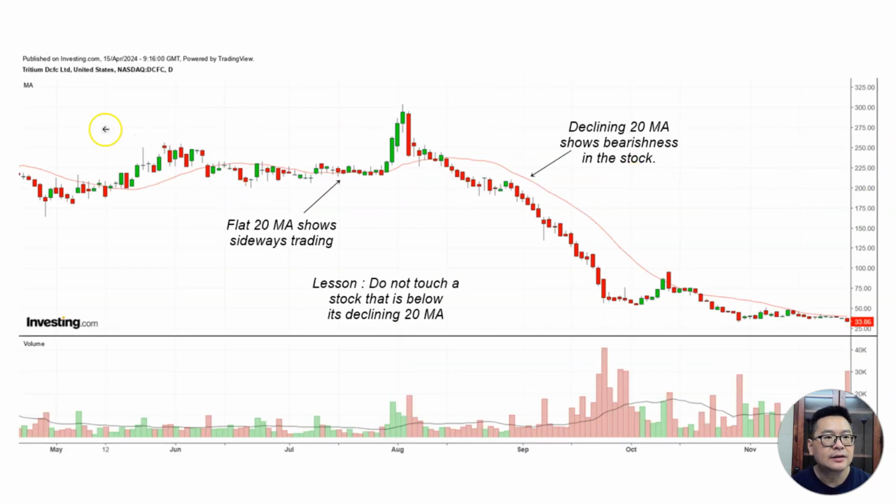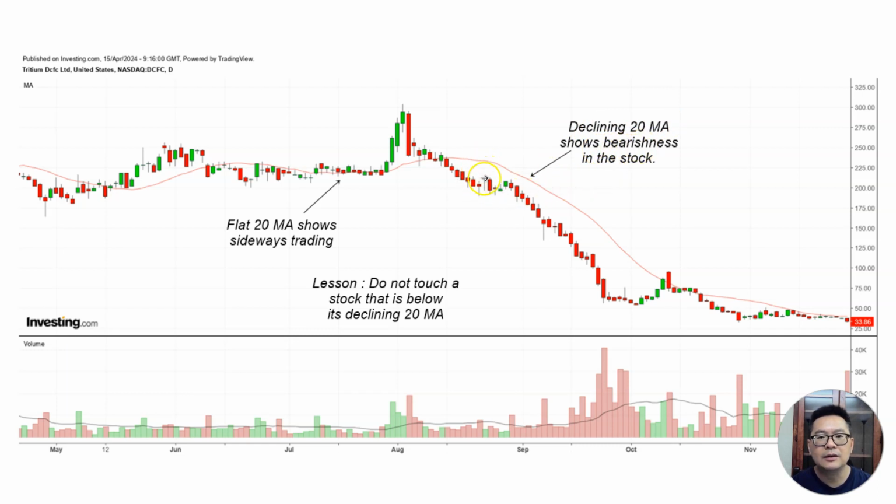So let's take another example. Tritium, DCFC. Remember, when the stock trades up and down the 20 MA, a flat MA shows sideways trading. Here it tried to go higher. You can see the MA tried to rise, but eventually it flattens out and declines. And this declining 20 MA shows bearishness in the stock.